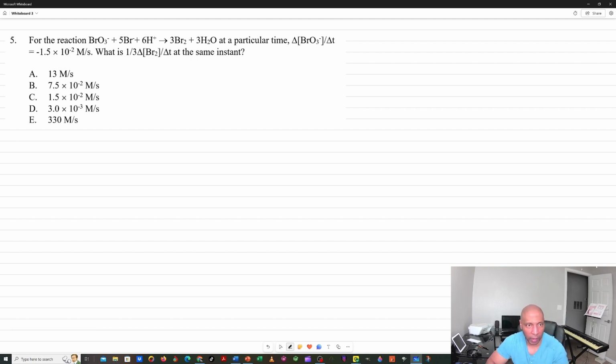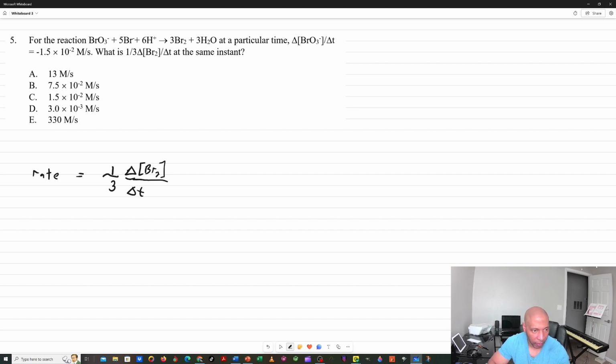Well, that's okay too, because I know that, for example, the products that I have right here, I have bromine and water. So they're going to appear 3 times as fast as this hypothetical product with a coefficient of 1 appears. So all you got to do to get the conventional way of reporting rate is divide it by 3. So 1/3 times the change in my bromine concentration with respect to the change in time is equal to the conventional way of reporting rate.